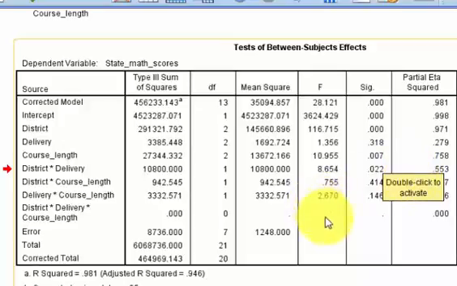So now let's go down and check for the interactions. There was an interaction between district and delivery, a significant one, but nothing between the district and course length and nothing between the three-way. You'll notice that the three-way interaction didn't show up on SPSS. I'm going to try to show you why here in a second.